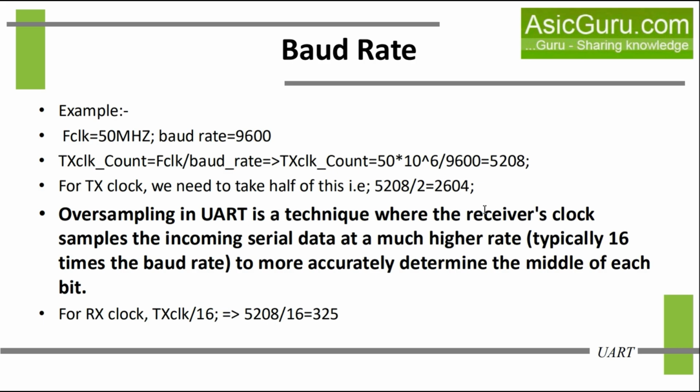Now on the receiver side we are oversampling the clock. We can oversample it as many times as we like, but typically it is oversampled 16 times. To get accurate data, we oversample the bits to determine whether each is logically high or logically low, that is 1 or 0. So for the RX clock, we calculate TX clock divided by 16, that is 5208 divided by 16, which is 325.